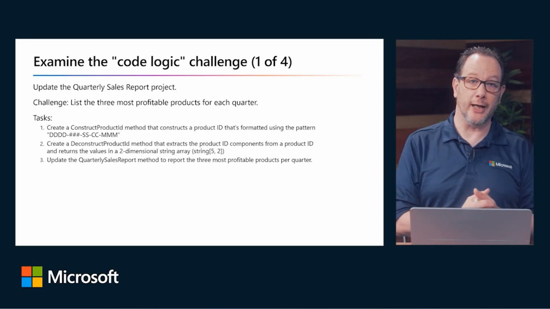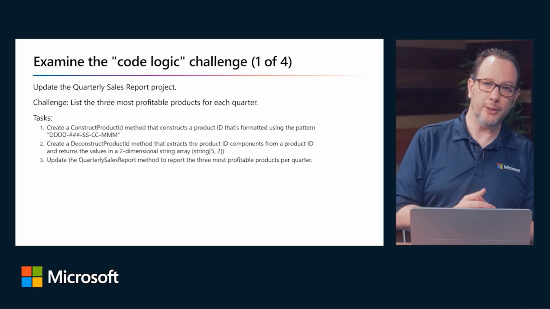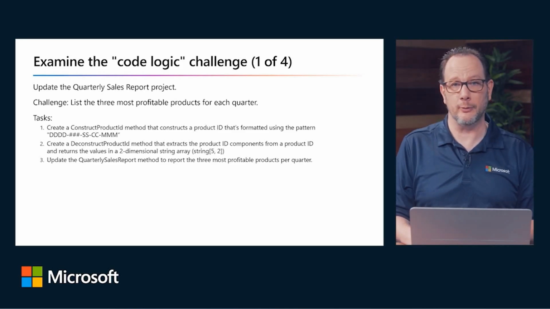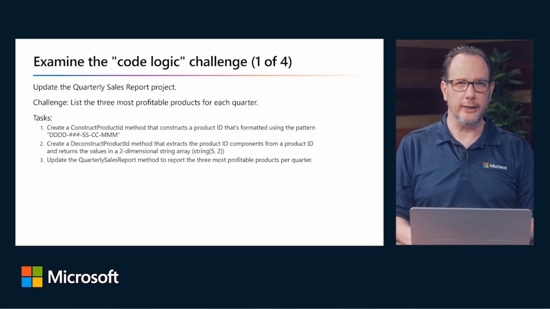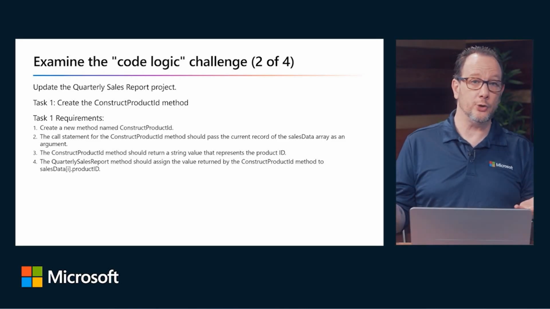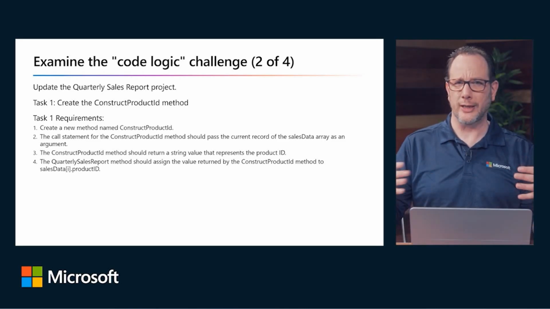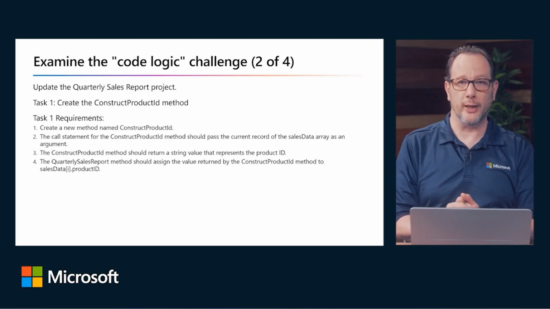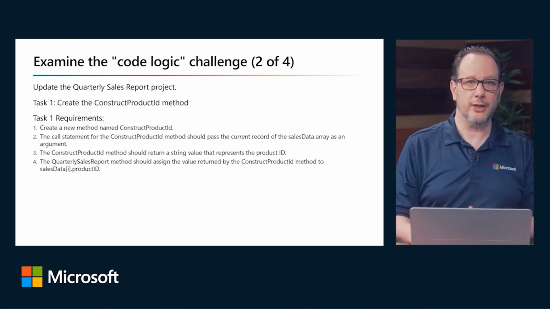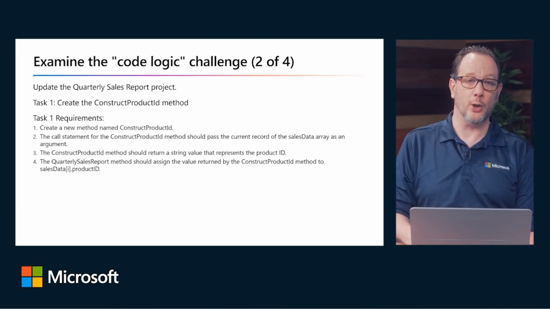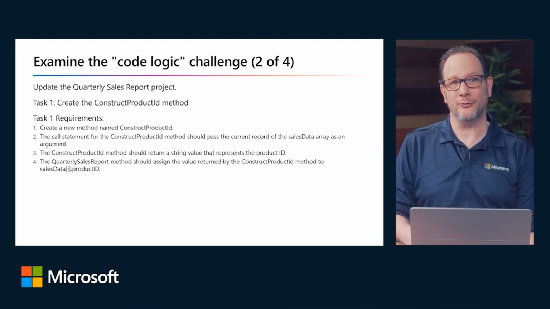And then last, you're going to use the output, updating the quarterly sales report method that's responsible for providing the 3 most profitable products. So using the sorting, you could say. We're almost done, but there was a little bit more in task 1 that you had to go through, where you're going to create that new method. You're going to use the call statement for the construct product ID method, and then you're going to pass it on the current record of the sales data. And then in step 3, we have the construct product ID method, where you should get that string value output and using that as the input for the report.